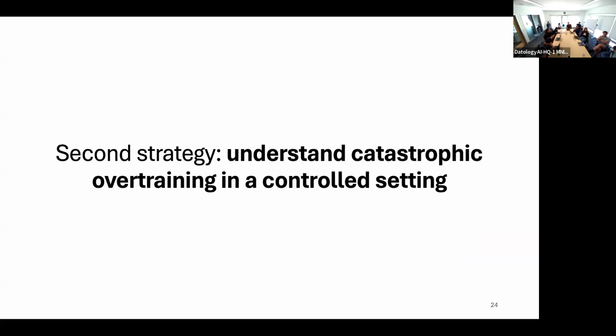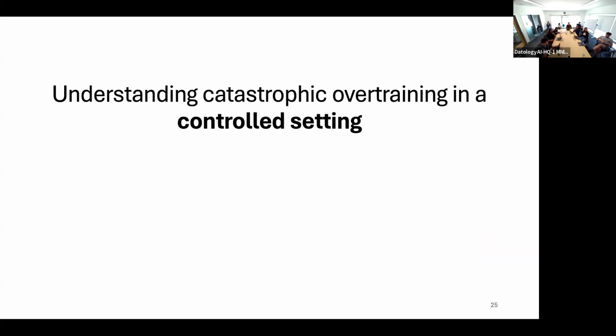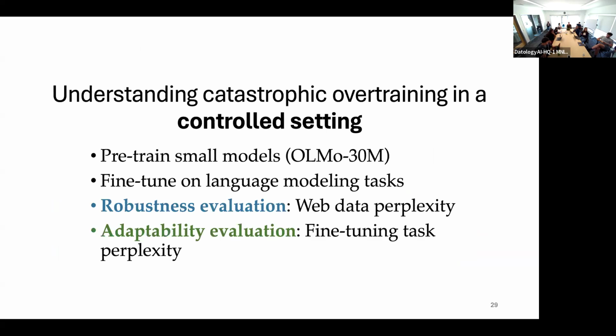The second strategy is, what if we can understand this in a controlled setting? So now we're going to pre-train our own small models. Again, we're using academic compute, so we'll do 30 million parameter models. In general, we're going to fine-tune on language modeling tasks; you can call this continued pre-training if you want to. Our evaluation is just the original web data perplexity, our pre-training data set perplexity, held out but nonetheless in-distribution.